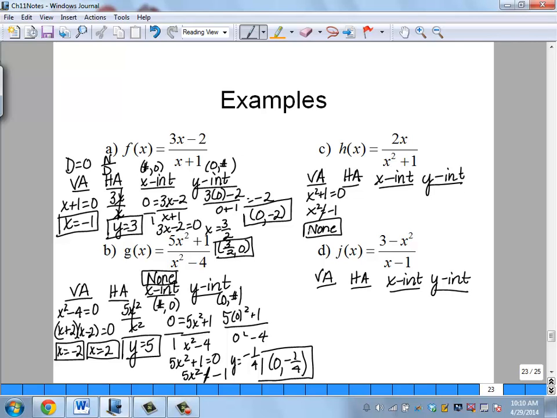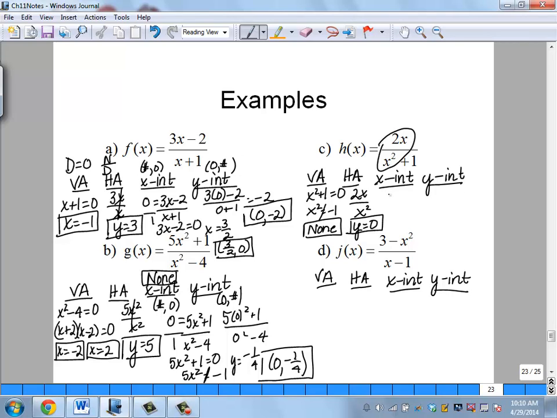Horizontal asymptote: I have to use the numerator and denominator highest power, so I've got to use the 2x and the x squared. So I have 2x over x squared. Now this is the case where the denominator is larger than the numerator, so this one, I memorized it, is going to be y equals 0. No math to do, you just need to know that the power on the denominator is larger.